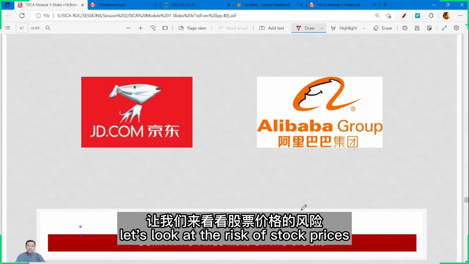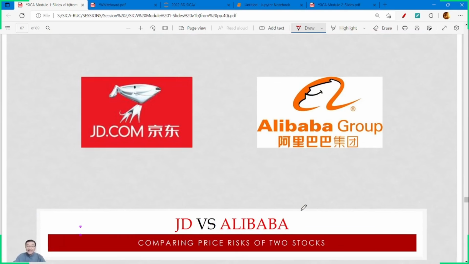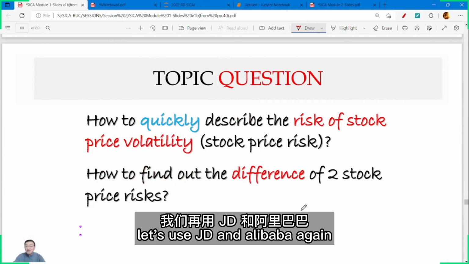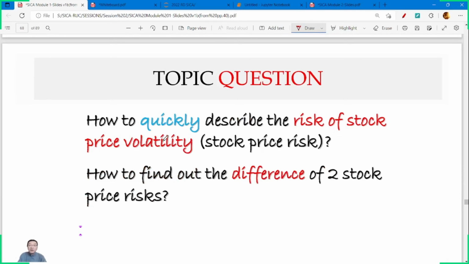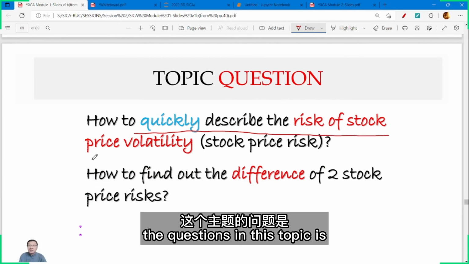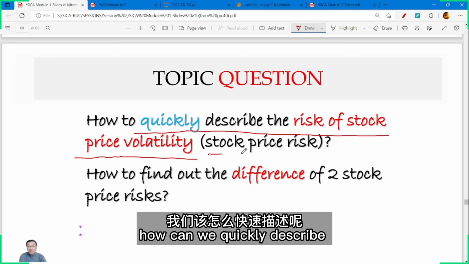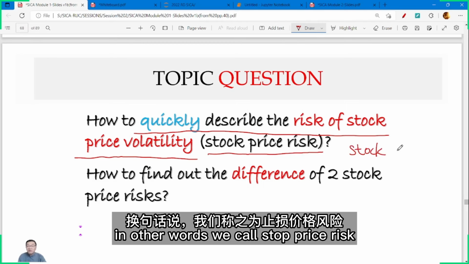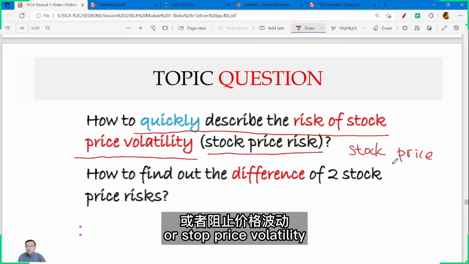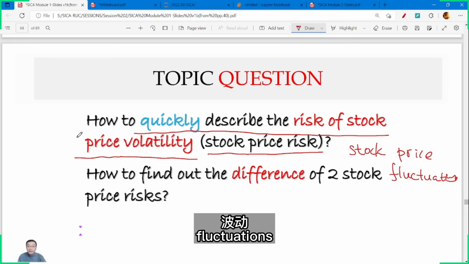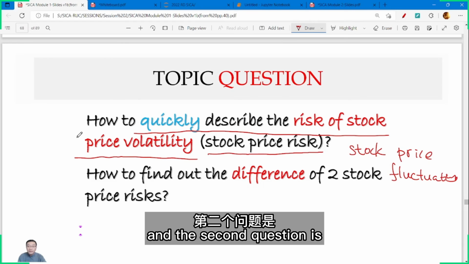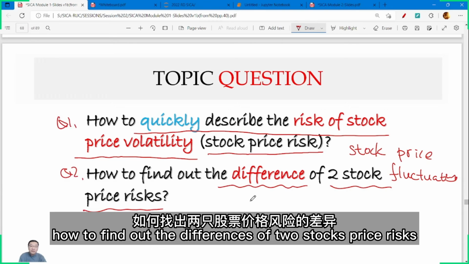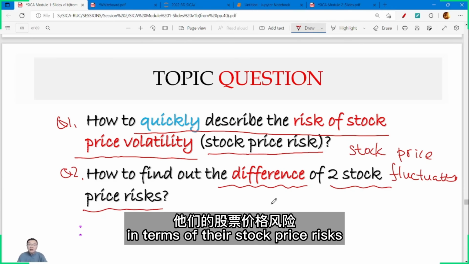This time, let's use Jingdong and Alibaba again. The question in this topic is, how can we quickly describe the risk of stock price volatility, or in other words, stock price risk, or stock price fluctuations. We have lots of words. And the second question is how to find out the differences of two stocks' price risks, the differences of two stock performances in the market in terms of their stock price risks. So in this topic, we expect to resolve these two questions.